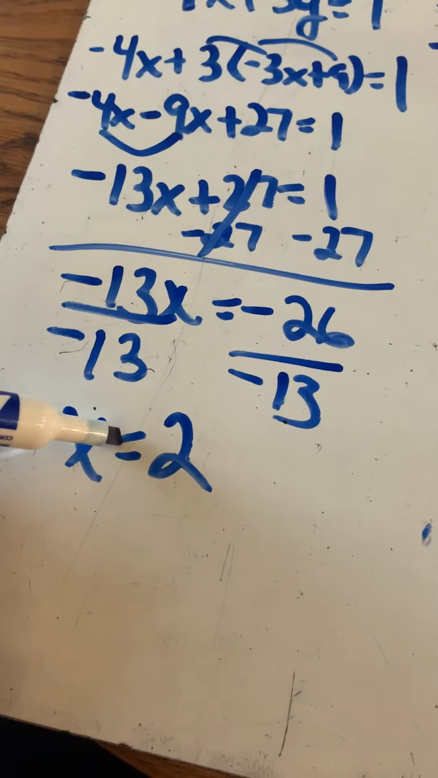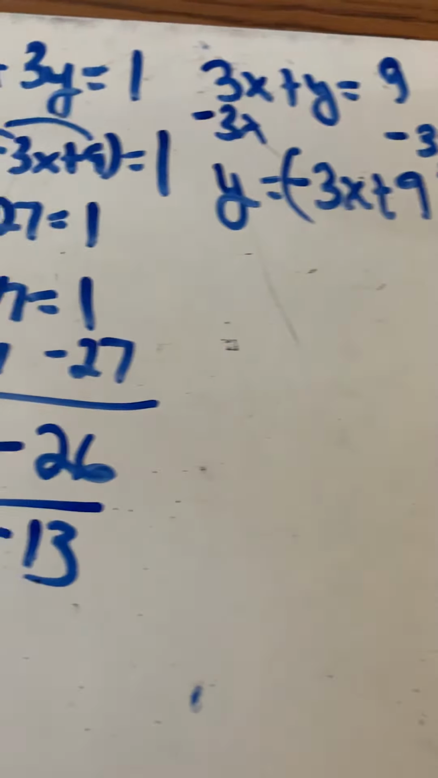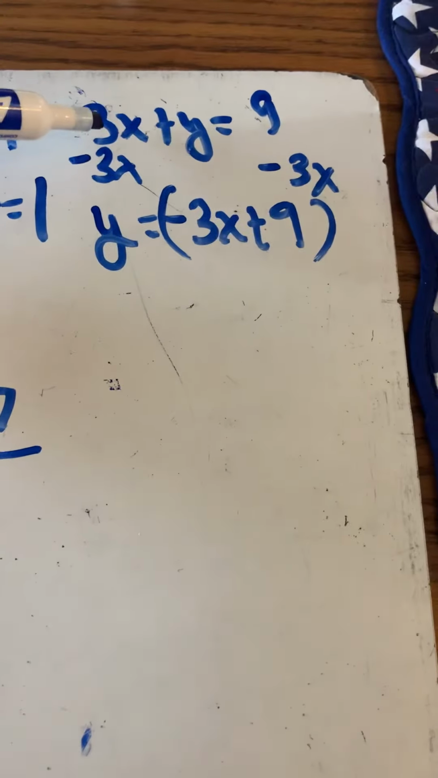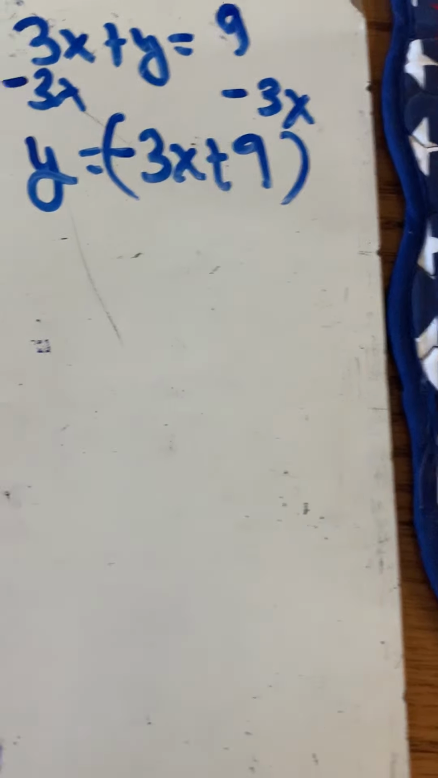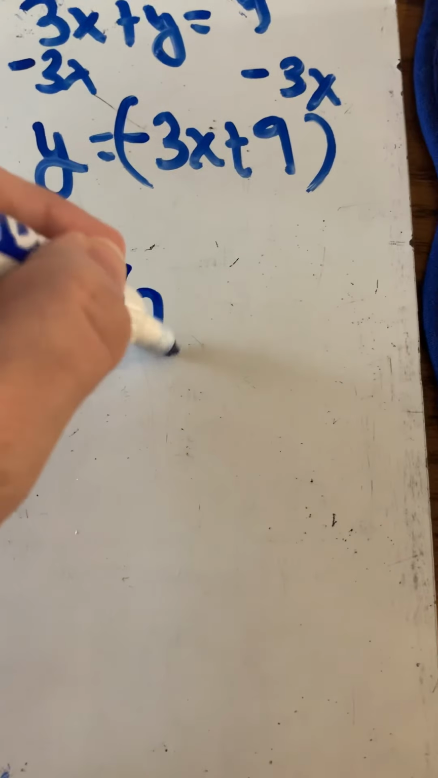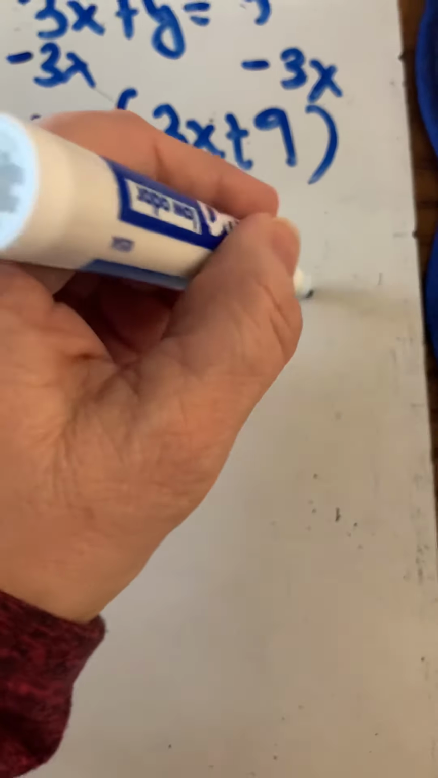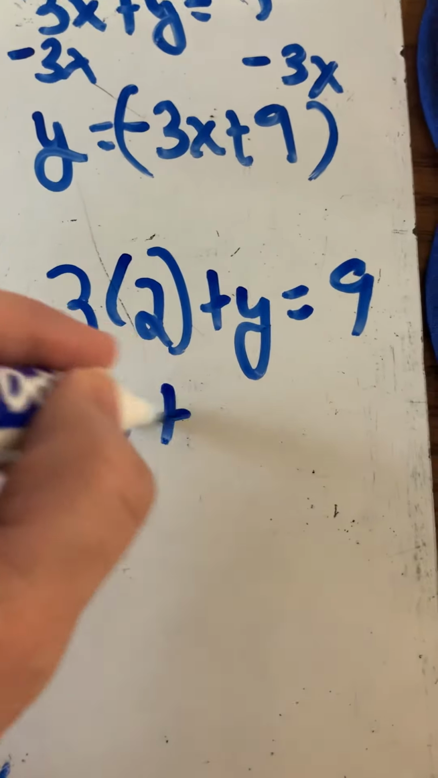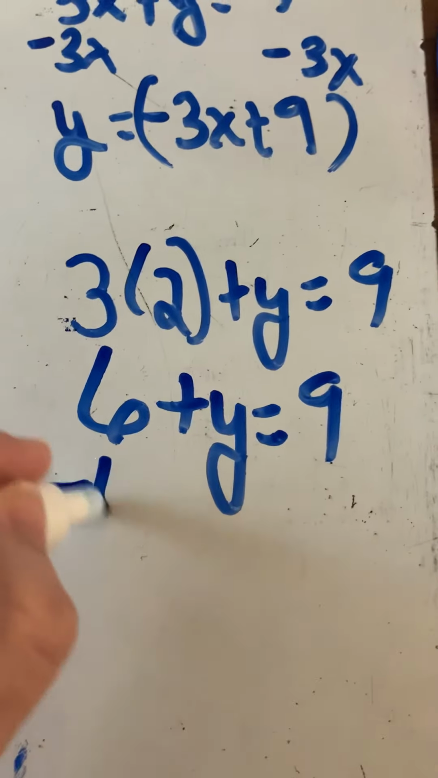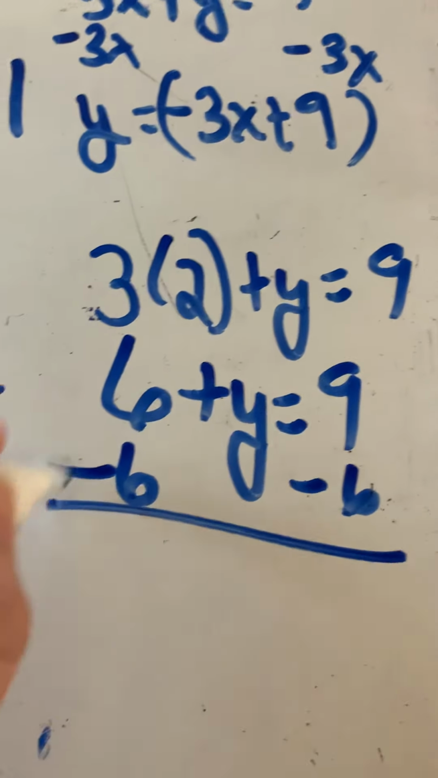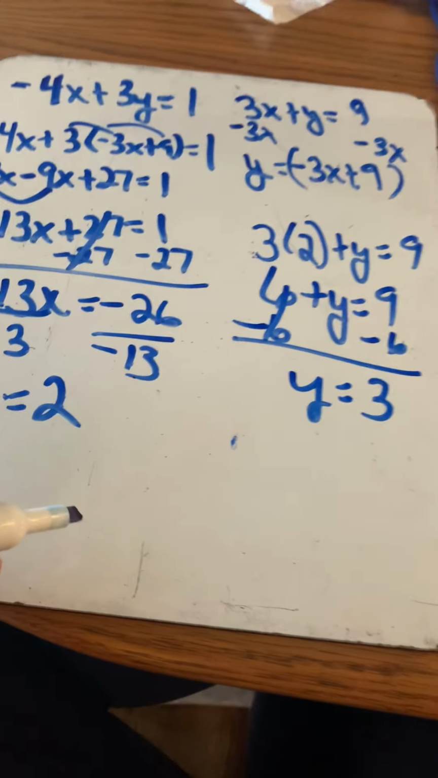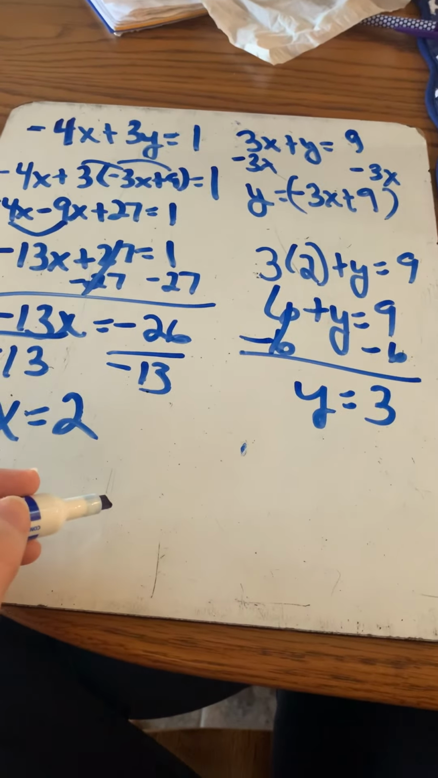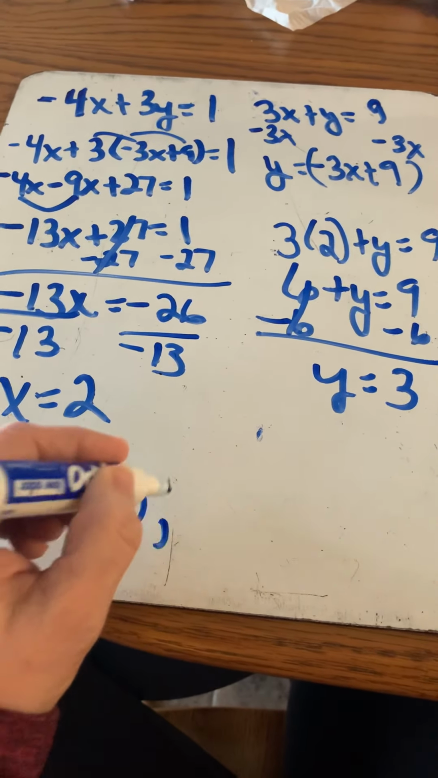Now that I know x equals 2, I can plug it back into either one of these equations. I'll plug it into this one, and I have 3 times 2 plus y equals 9. That's 6 plus y equals 9. Subtract 6 from both sides, and y equals 3. So my solution for number 4 is 2, 3.